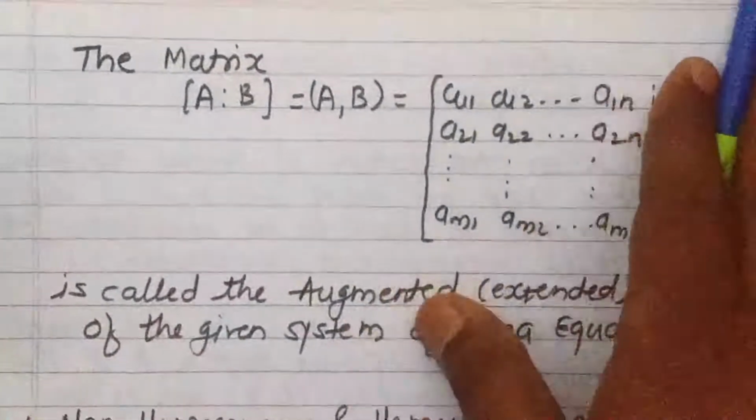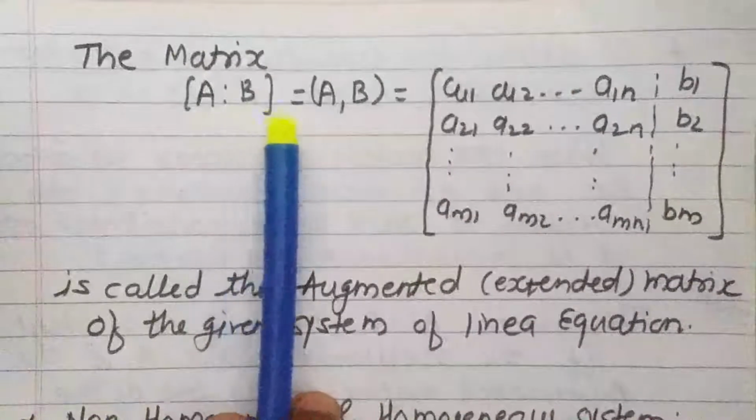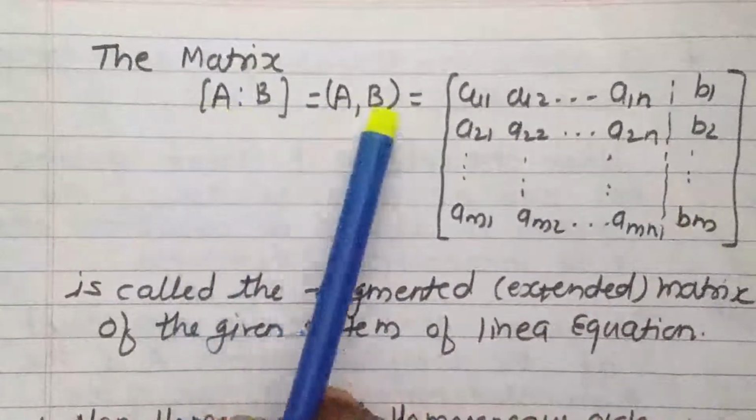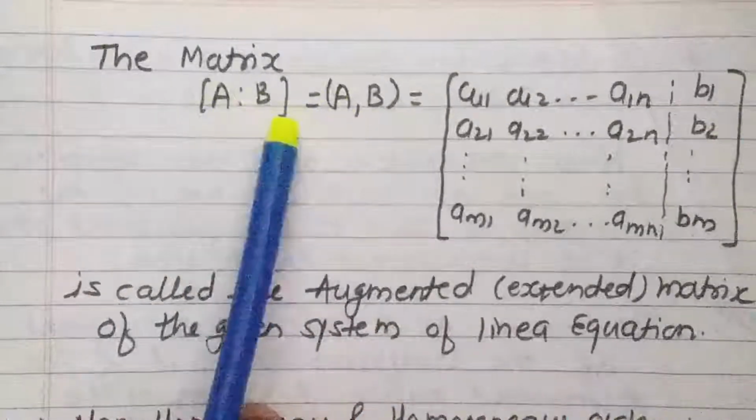After this, one definition we are going to see: the matrix [A : B] can also be denoted by [A, B] with parentheses. Both notations mean the same, so you can use either notation.